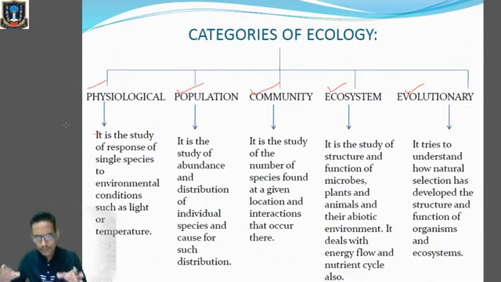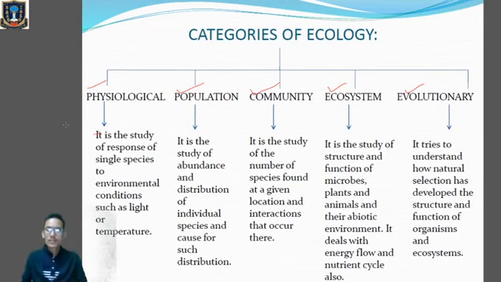Okay, so we'll find the number of species in a particular area at a given time. And not only that, we'll also study their interaction among themselves. How are they interacting, and what is the interrelationship between those species? We are going to learn this under community ecology. Under community ecology we study the number of species present in a particular area or habitat, and also their interaction with each other.